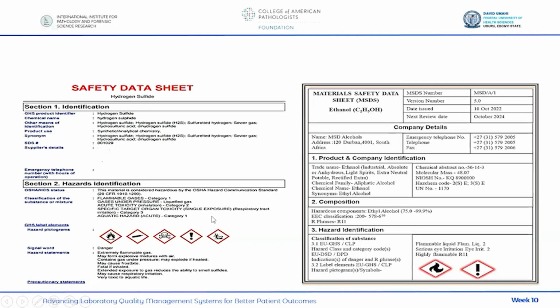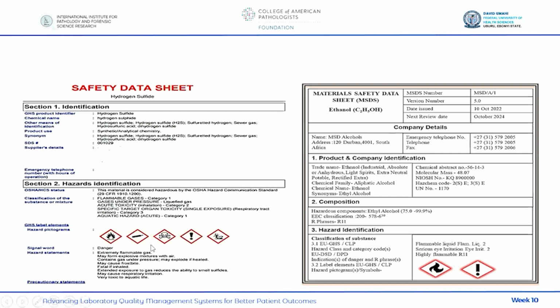So this tells you that if you have to handle this chemical, you will need to handle it in a fume cupboard. Okay. Then what is the specific target organ toxicity? The respiratory tract irritation. And it also causes aquatic hazard. What this points to is that it's for disposal. So if you're going to dispose this chemical, you should be aware that it causes aquatic hazard. So your disposal method should not allow this chemical to leak into water bodies.